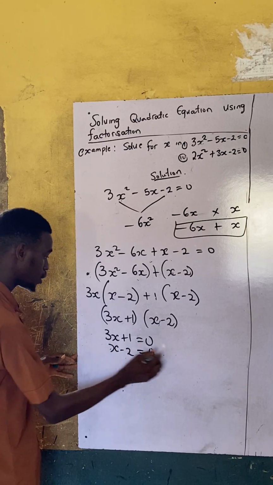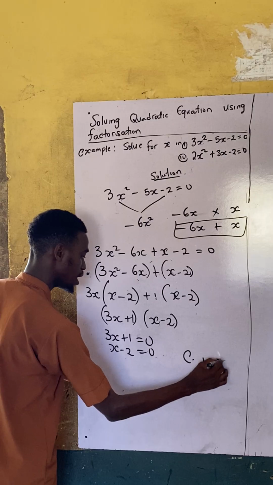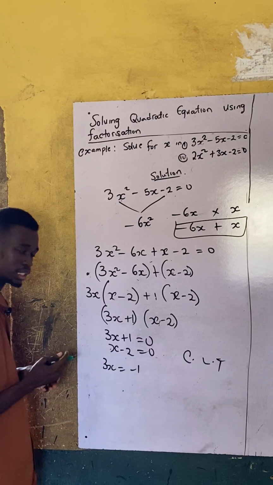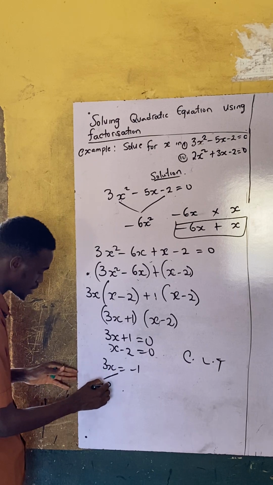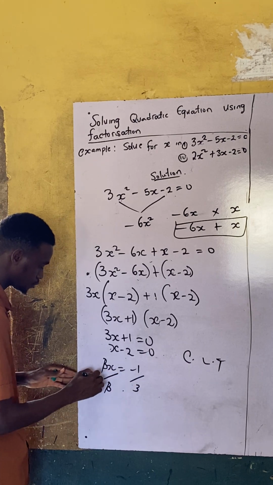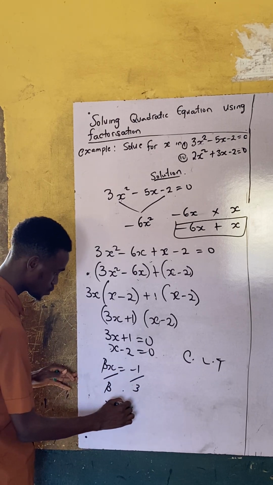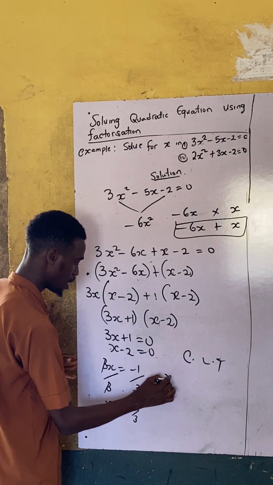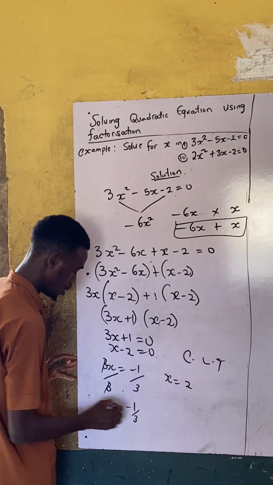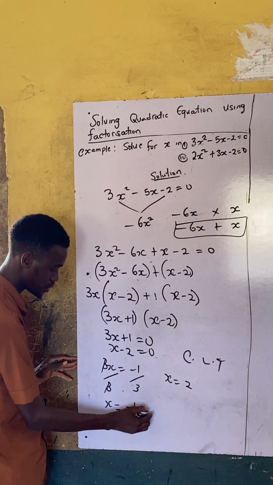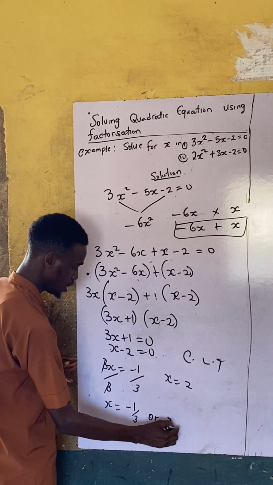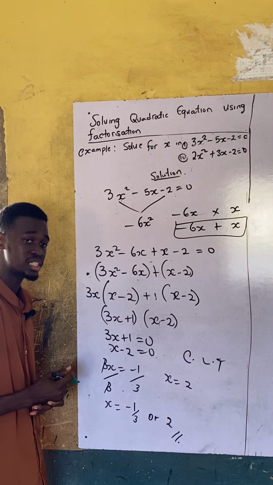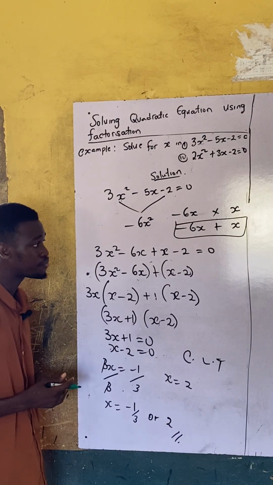So, when we collect like terms, this will give us 3x equals minus 1. Then we can divide both sides by 3. So our x is equal to minus 1 over 3. And for the second one, our x is equal to 2. So x is equal to minus 1 over 3 or 2. And this is our final answer. So you can check the proof and solve for x.